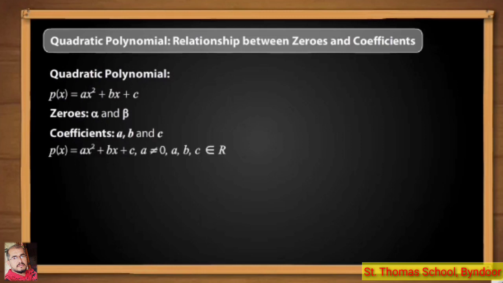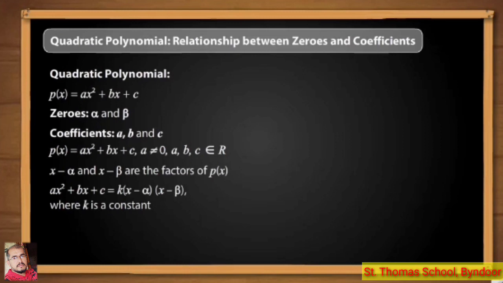Let alpha and beta be the zeros of the quadratic polynomial p of x equals ax square plus bx plus c, where a is not equal to 0 and a, b and c are real numbers. Then x minus alpha and x minus beta are the factors of p of x. Therefore, ax square plus bx plus c equals k multiplied by x minus alpha multiplied by x minus beta, where k is a constant. On simplifying, we get kx square minus k multiplied by alpha plus beta multiplied by x plus k multiplied by alpha multiplied by beta.